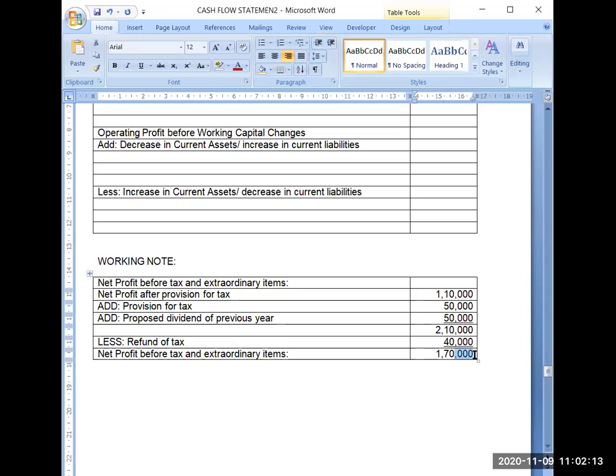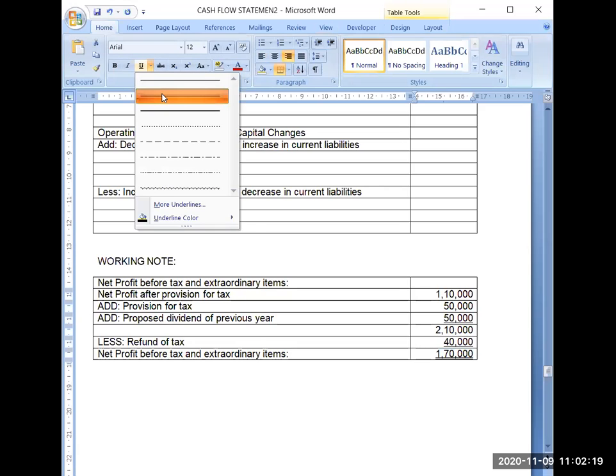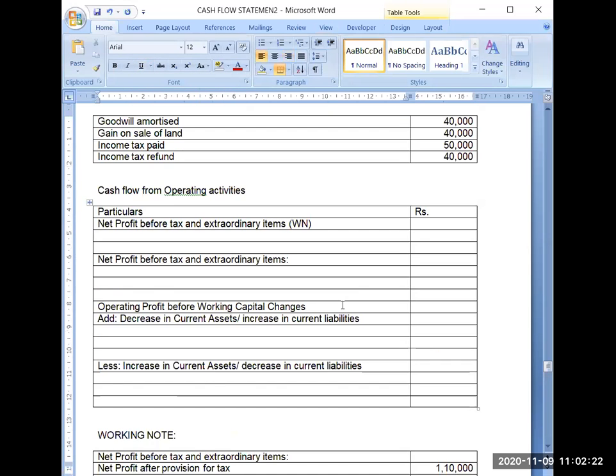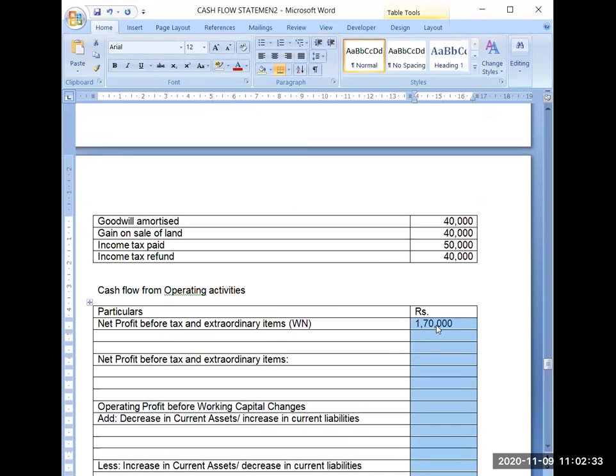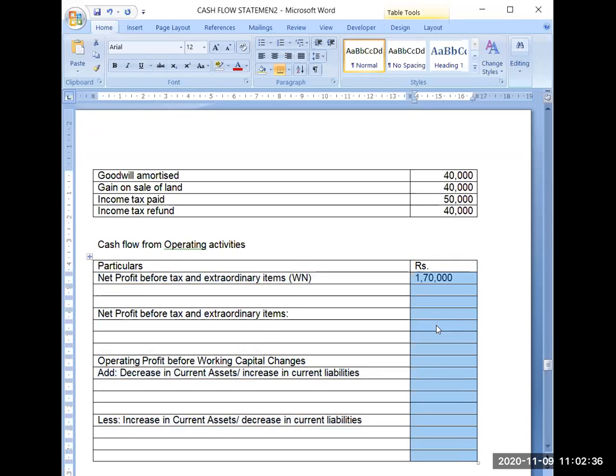So this is my net profit before tax and extraordinary items. I can show it also in the cash flow statement, but because there are a lot of things to be presented, to simplify it, we can and we should present it like this only, 1,70,000. Okay, so now the first step has been completed. In the first step, we have to calculate net profit before tax and extraordinary items.